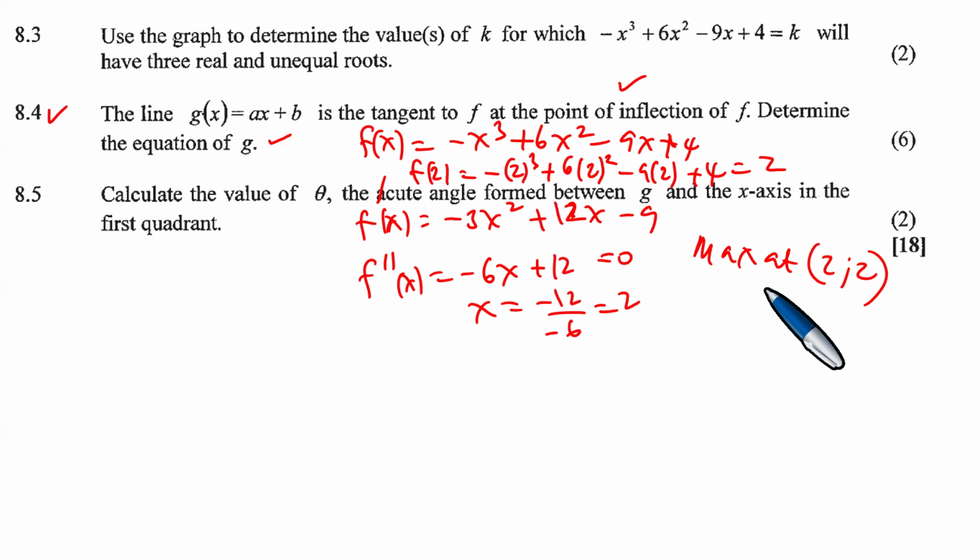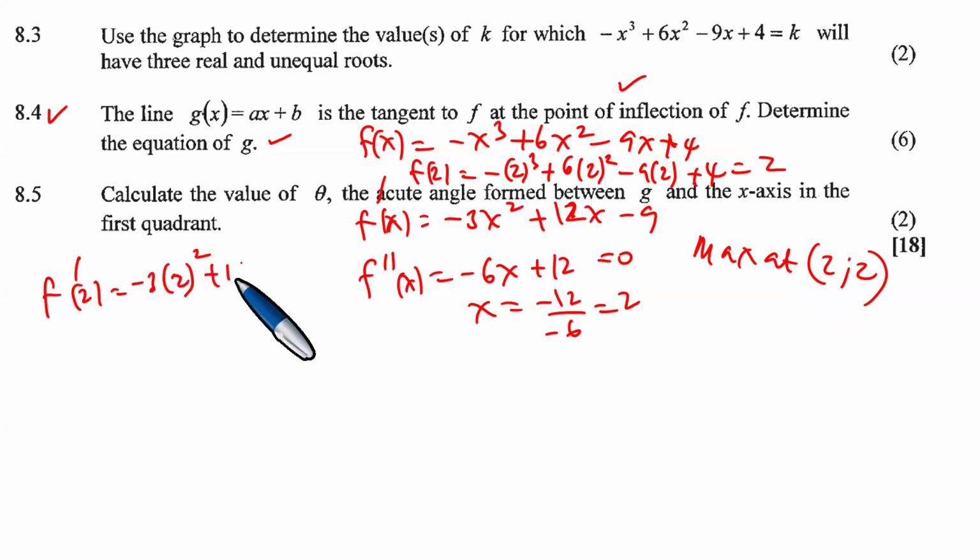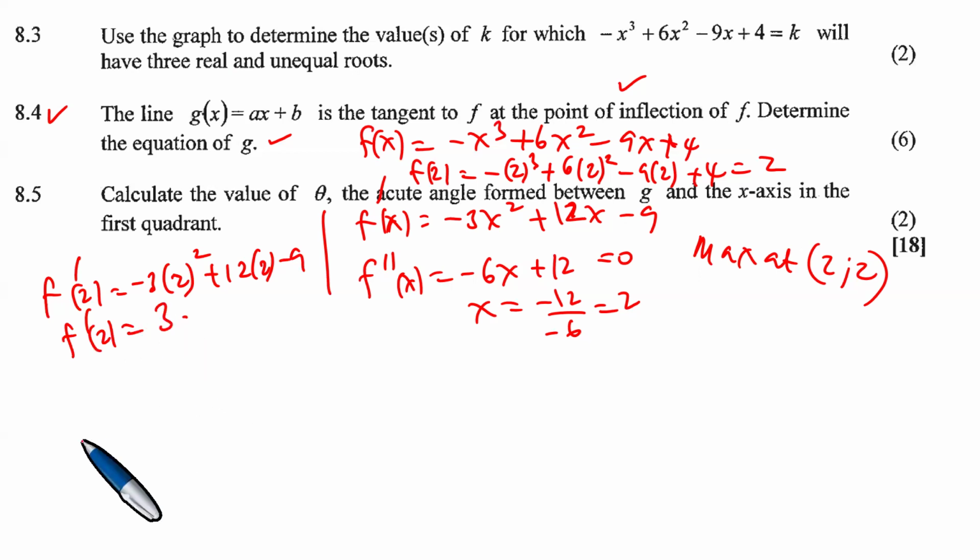And moreover, we are able to see that f prime at 2 is equal to what? f prime at x is this, and at 2 it is going to be minus 3 times 2 squared plus 12 times 2 minus 9. Okay, let's do this one here. And therefore what we're able to see here is that f prime at 2 is equal to exactly 3.